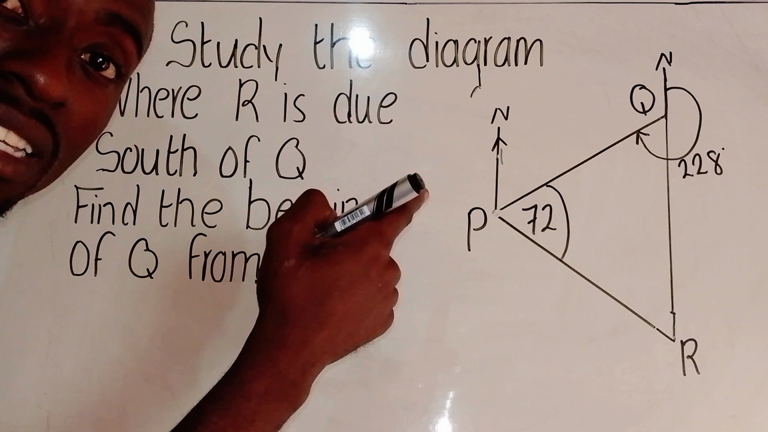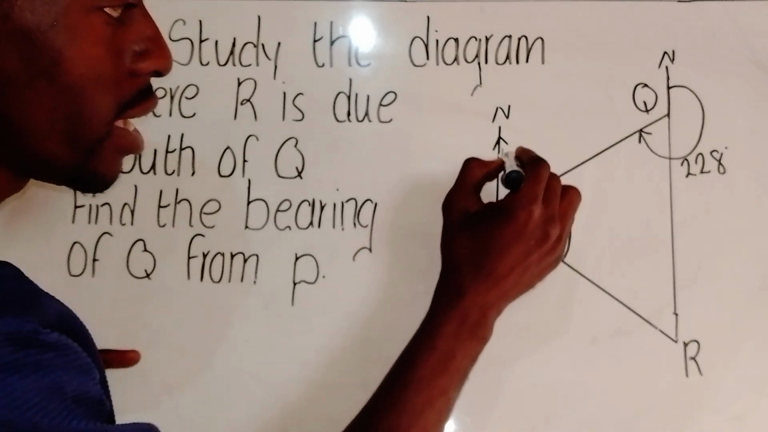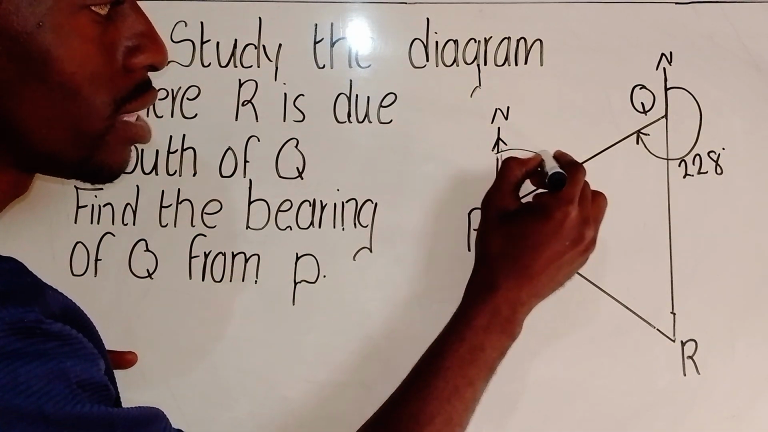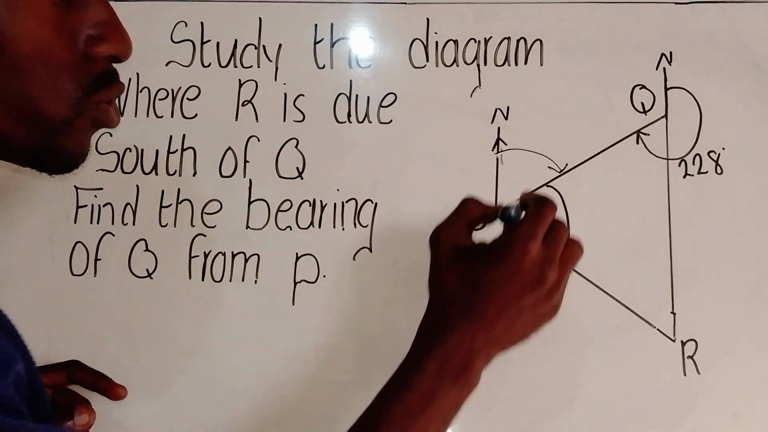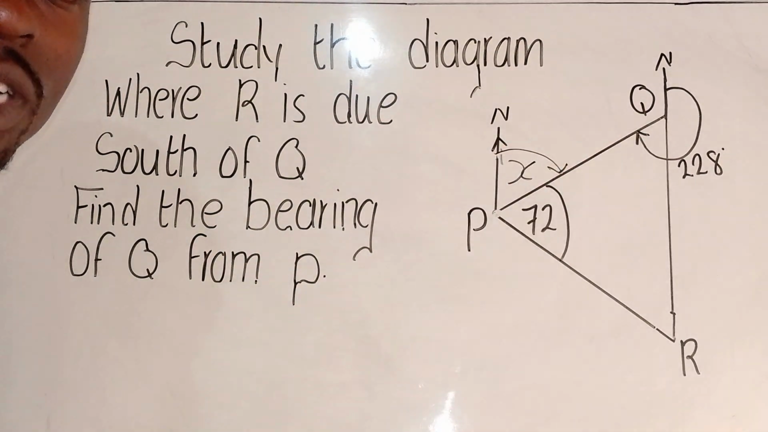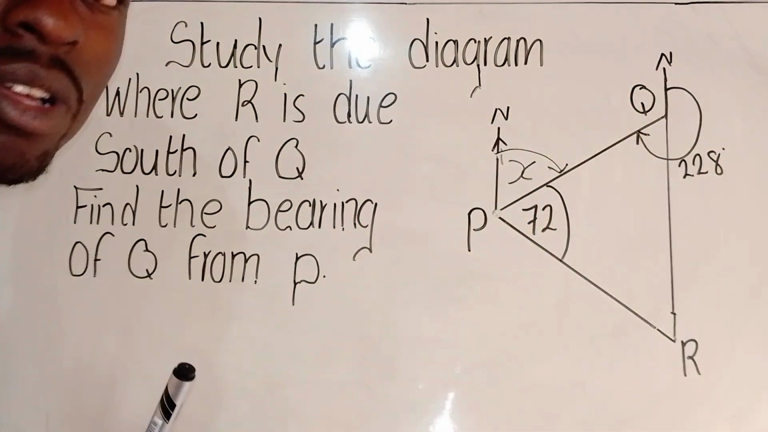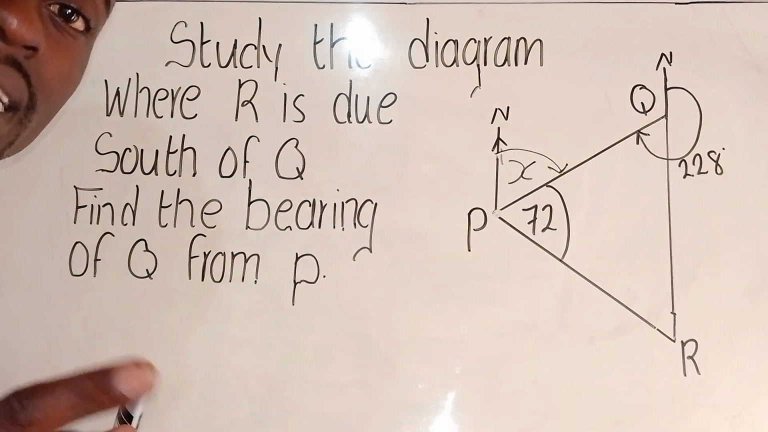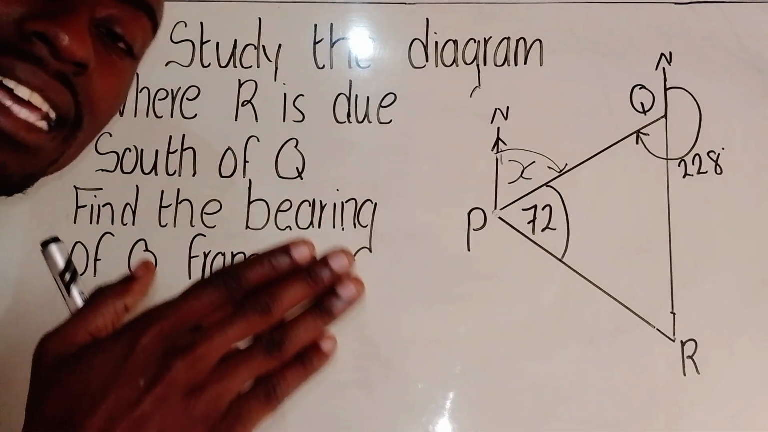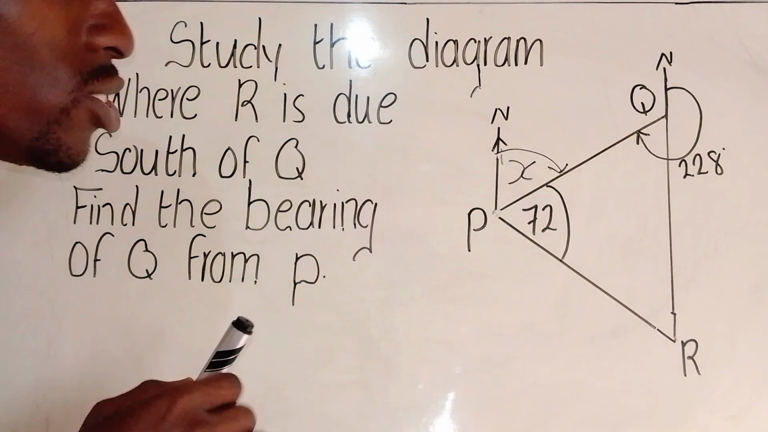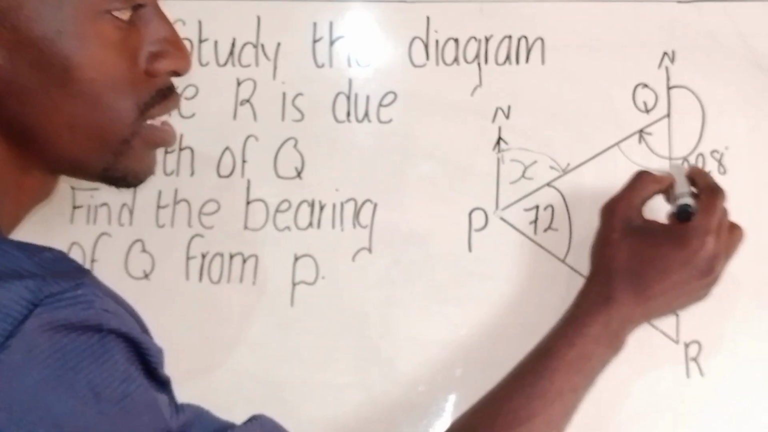Now, since the north is given, we can turn until we meet the line for Q. So from here, we turn until we meet the line for Q, like this. You have seen. So what they want here is for us to find this angle. Now, as you can see, this is the north, and this is also the north there. This simply means that every time we are given two north lines, parallel lines are formed. If that's the case, this angle will correspond to this angle there.